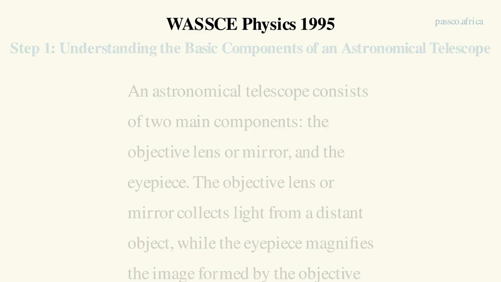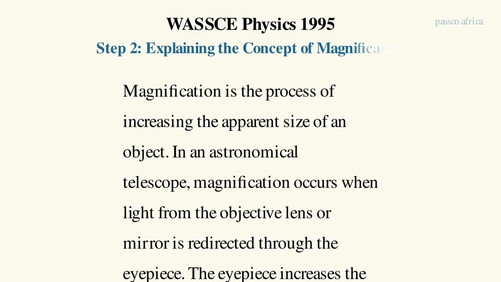Step 2. Explaining the concept of magnification. Magnification is the process of increasing the apparent size of an object. In an astronomical telescope, magnification occurs when light from the objective lens or mirror is redirected through the eyepiece. The eyepiece increases the image size, allowing us to observe distant objects more clearly.